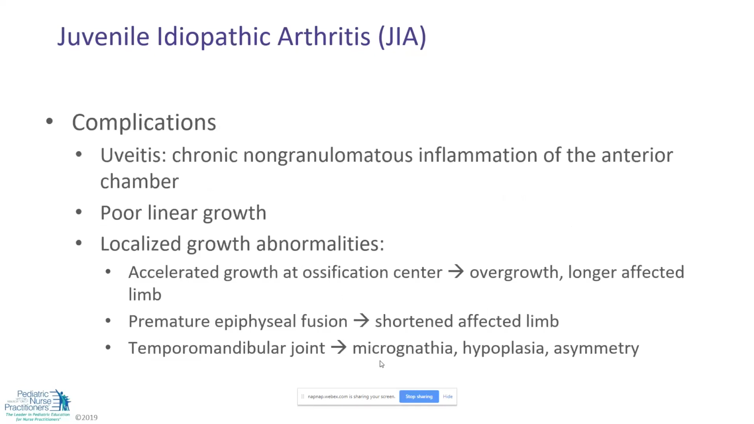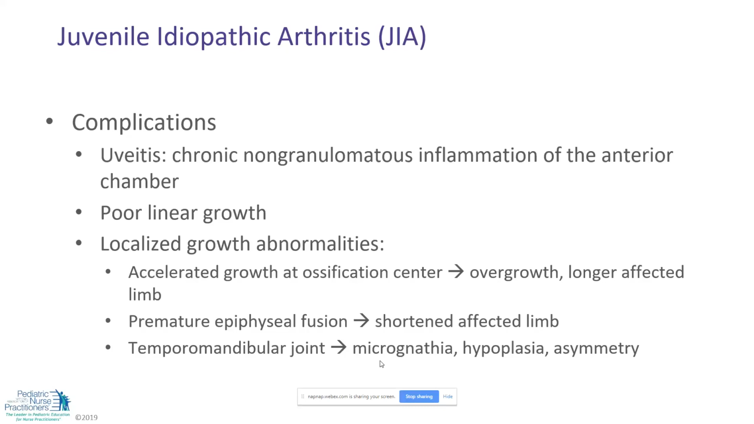Complications. So one of the complications that we think about in a patient with JIA is uveitis, which is a chronic non-granulomatous inflammation of the anterior chamber of the eye. And so we know that certain, as we said, certain tests can help identify your risk for that. So if a patient had a positive ANA, you know that they would be at greater risk for uveitis, and so you may want to advise that they have a little bit different follow-up or monitoring in collaboration with ophthalmology.